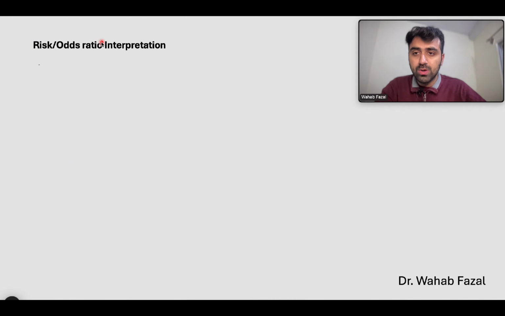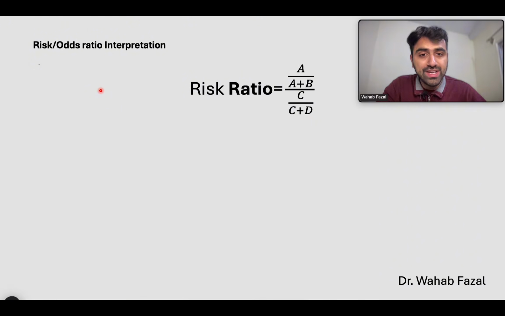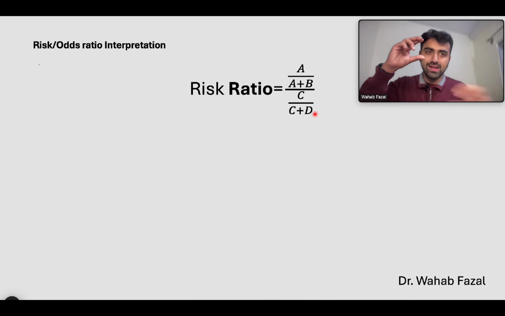I need you to focus on the word ratio here. Remember that these are ratios. How do ratios work? Well, ratios usually have a numerator and a denominator. They work in fractions. When in a fraction do you get the value of 1? Well, you get the value of 1 when both the numerator and the denominator are equal. So whenever risk ratio or odds ratio comes up to be 1, that means the risk in the exposed group and the unexposed group is exactly equal. That means both of the groups are basically the same. There is no added risk.